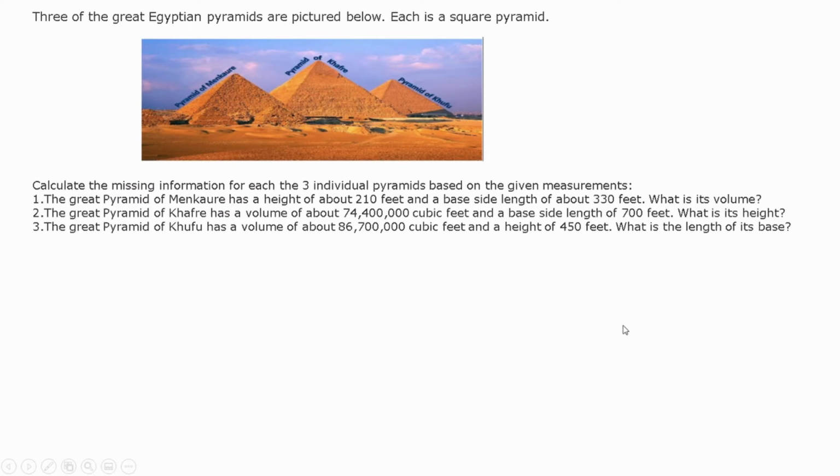Next up, it says 3 of the great Egyptian pyramids are pictured below. Each is a square pyramid. Calculate the missing information for each of the 3 individual pyramids based on the given measurements. So, for the first one, the Great Pyramid, Menkaure, has a height of about 210 feet and a base side length of 330 feet. What is the volume? Well, for a square pyramid, we need to find our volume formula.